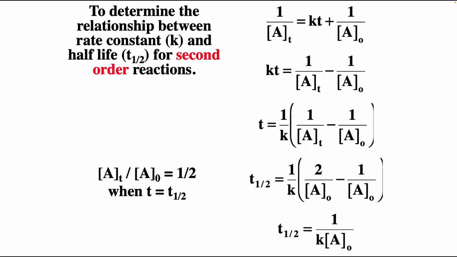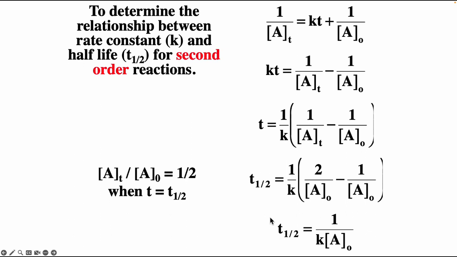Now if we want to calculate the half-life for a second order reaction, we can start with this equation, and then we solve for t. So we take this and we subtract 1 over initial concentration from both sides. Now we divide by k, it gives us that. Now if we're looking at the half-life, let's label t as t half. And so this means that 1 over concentration at time t is going to be equal to 2 times 1 over initial concentration. And so we can simplify it and we can get that.